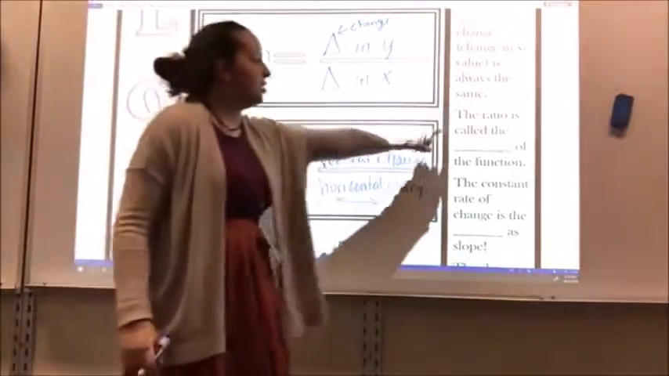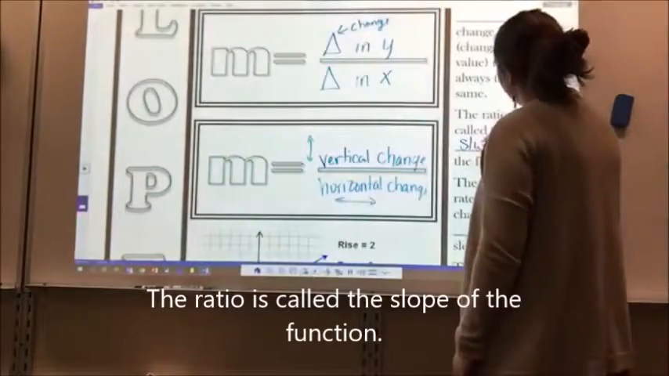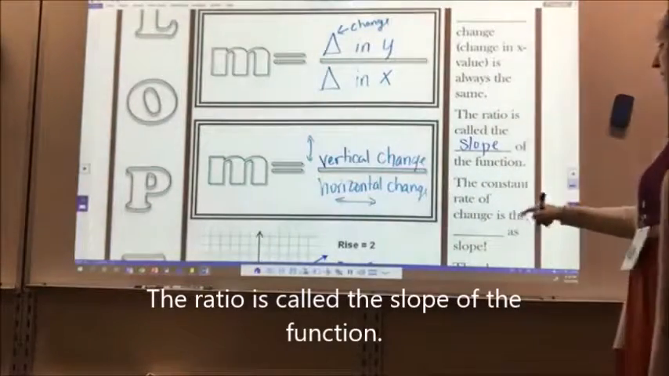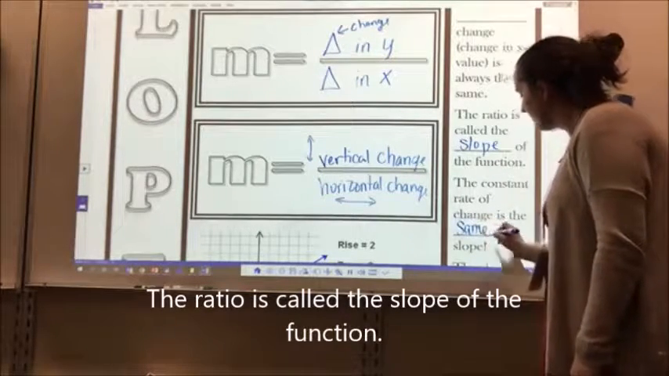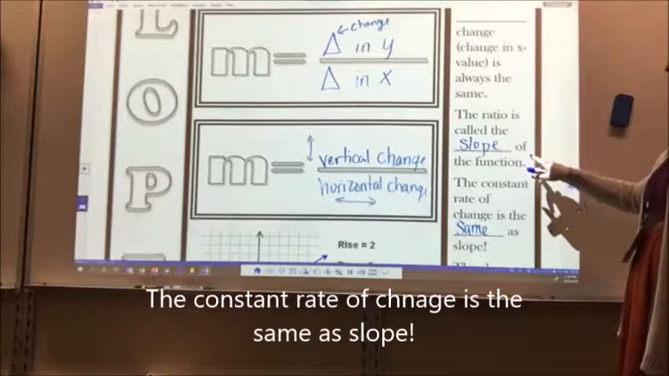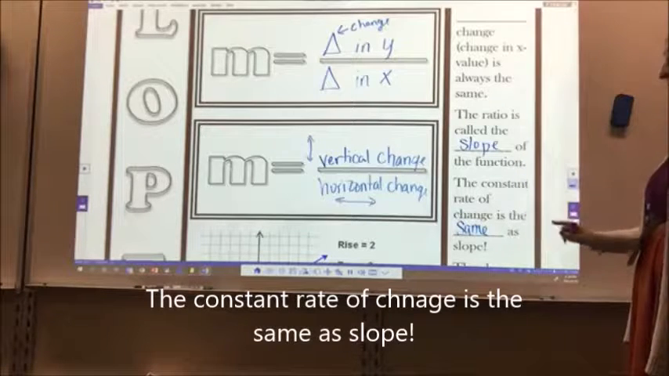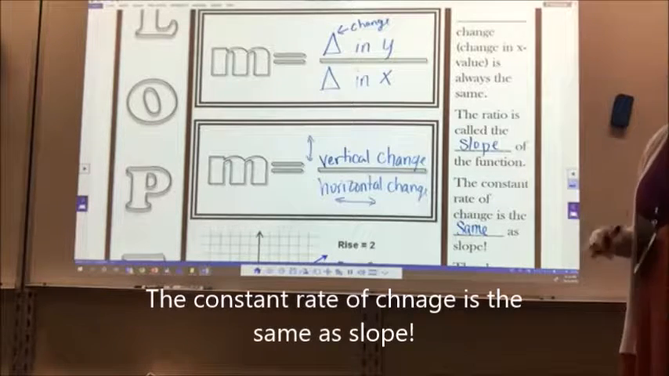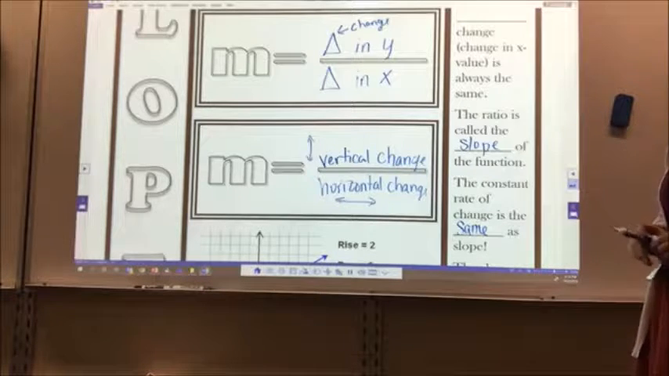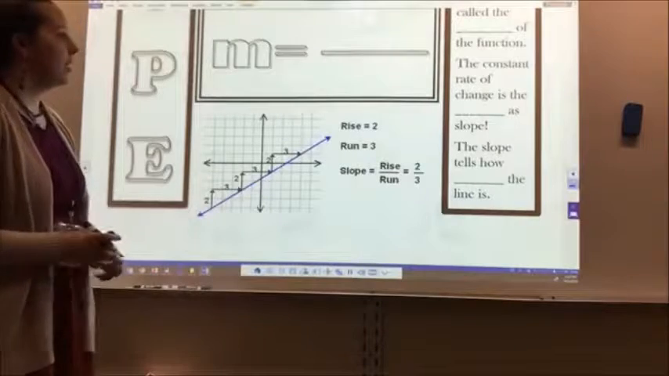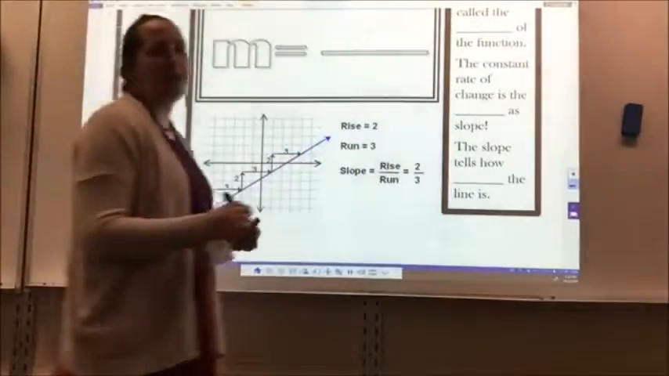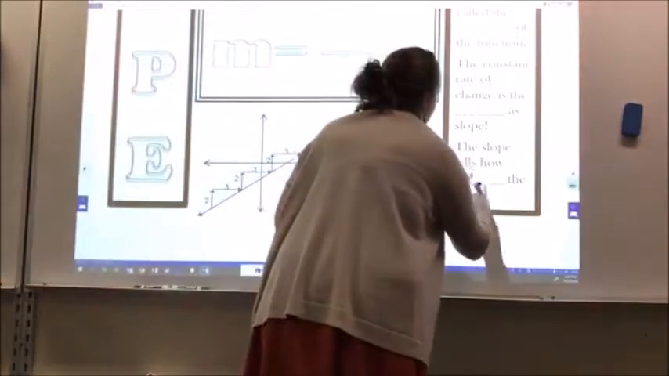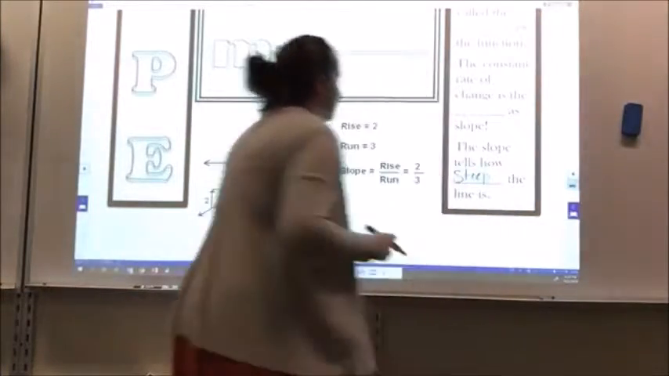Okay. The ratio is called the blank of the function. In this blank, you're going to write slope. And the constant rate of change is the blank as slope. You're going to write same. Okay. So the ratio is called the slope of the function. The constant rate of change is the same as slope. So it's the exact same thing we just talked about at the last lesson. All right, so the slope tells us how blank the line is. In that blank, you're going to write steep. How steep the line is.